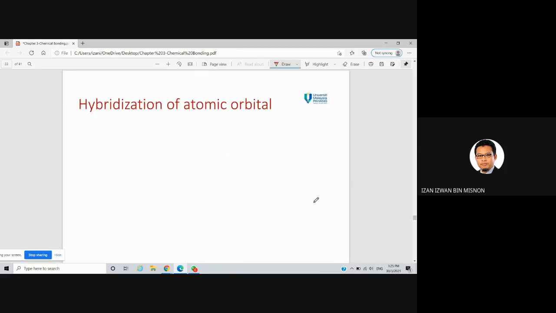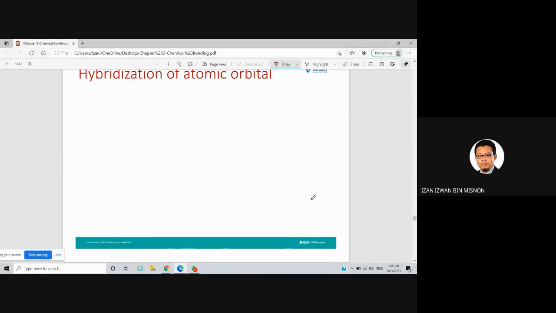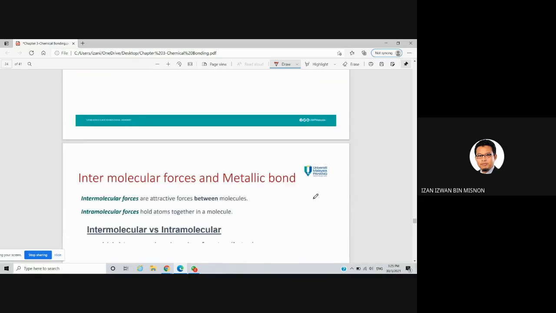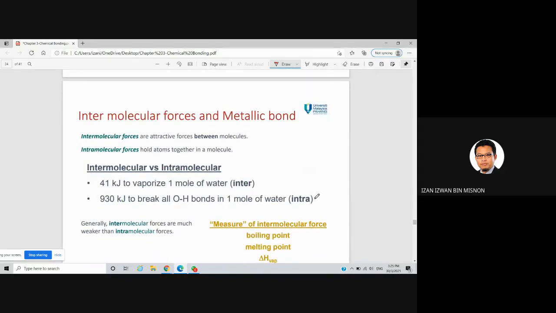Okay, on the hybridization of atomic orbital, we will skip this part and we move to the forces that took place in the molecule. So we will discuss intermolecular forces and metallic bond. Intermolecular forces are attractive forces between molecules, and there is another force which is intramolecular forces. This is what holds the atoms together in a molecule.